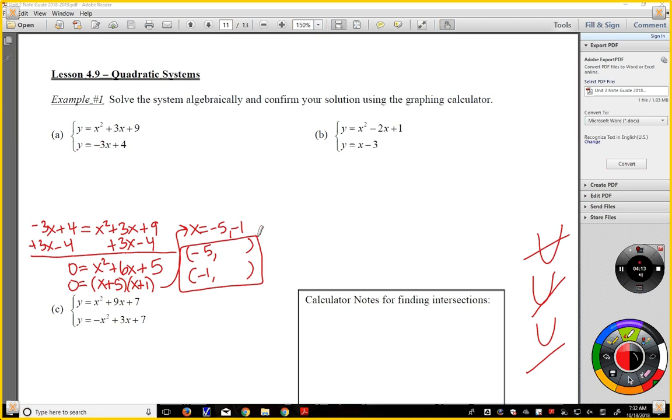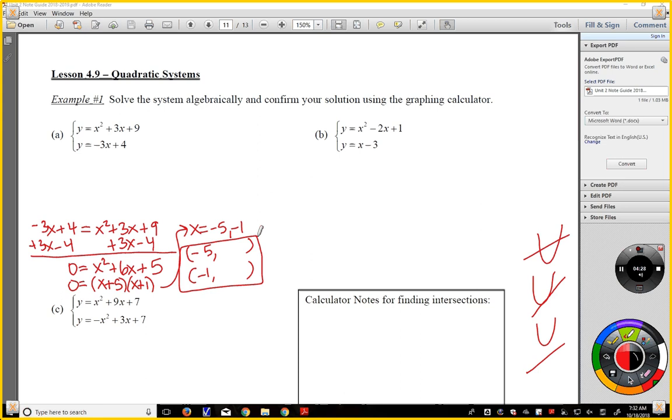Good. We plug it back in. And it shouldn't really matter which one we plug it into. I mean, personally, I'm going to choose the line because I don't want to have to do all the squaring and stuff. But if these two things really are crossing at that point, it wouldn't matter. You'd get the same answer either way.